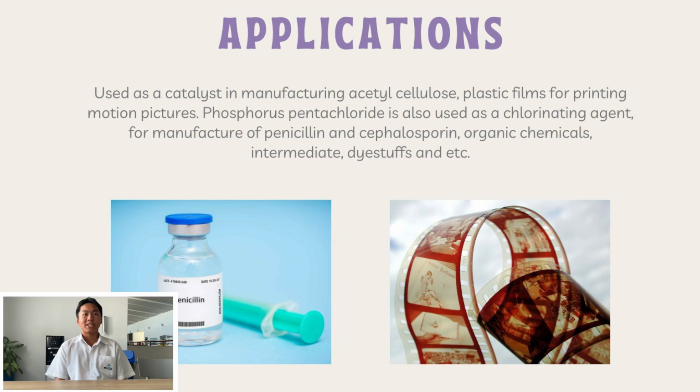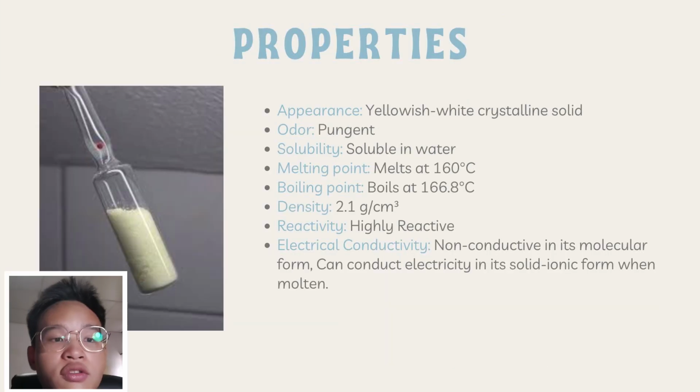Next is the application. It is used as a catalyst in the manufacturing of acetyl cellulose plastic film for printing motion pictures. Phosphorus pentachloride is also used as a chlorinating agent for the manufacturing of penicillin and cephalosporin, organic chemicals, intermediate dyestuff, and more. So now we're going to talk about the properties of phosphorus pentachloride.